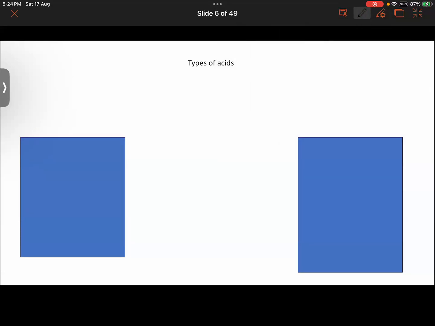Next, you'll be learning about types of assets. Okay, now. So in the types of assets, on the basis of their occurrence, whether they occur in nature or whether they are prepared in the laboratory, we can classify them as natural assets, or we can classify them as man-made assets. Okay, now. So types of assets on the basis of their occurrence.